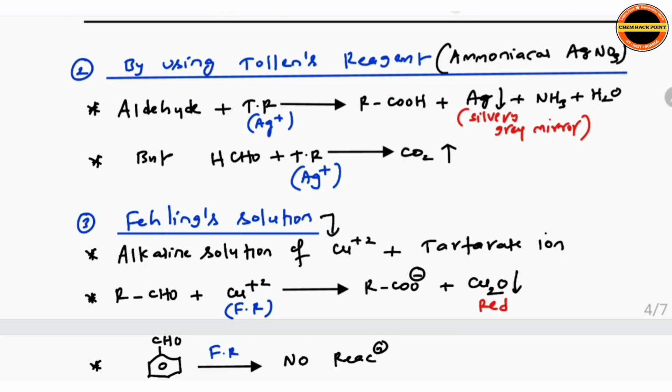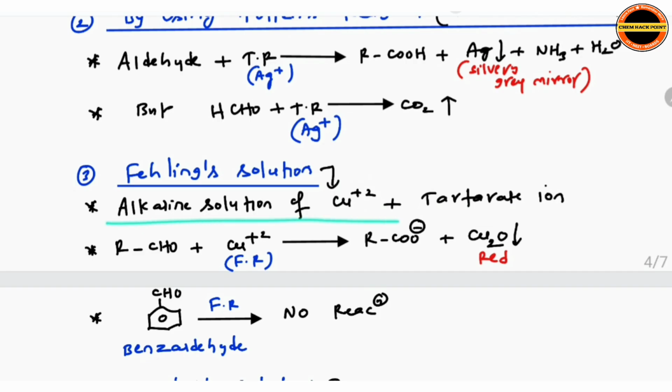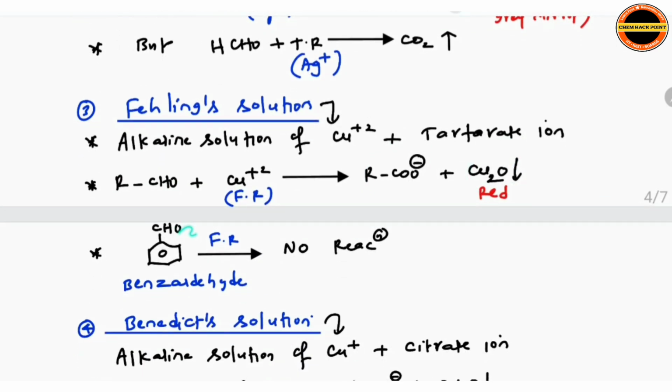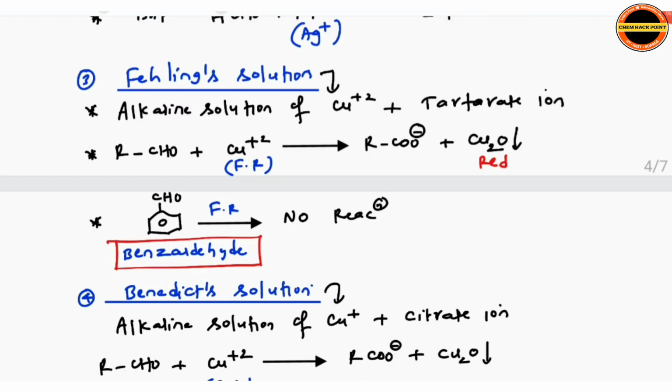Next, Fehling's solution, an alkaline solution of Cu plus 2 with tartrate ion. When an aldehyde reacts with Fehling's reagent, Cu plus 2 from the solution converts the aldehyde into a carboxylic acid, and a red precipitate is formed. Here, benzaldehyde gives no reaction. Very important: benzaldehyde will not show Fehling's test. So there is no reaction with Fehling's reagent.